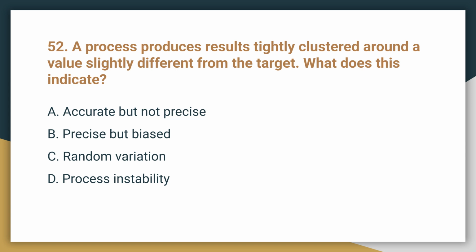Question 52. A process produces results tightly clustered around a value slightly different from the target. What does this indicate? This indicates B. Precise but biased. The results are consistent, showing high precision, but shifted away from the desired target or accuracy.